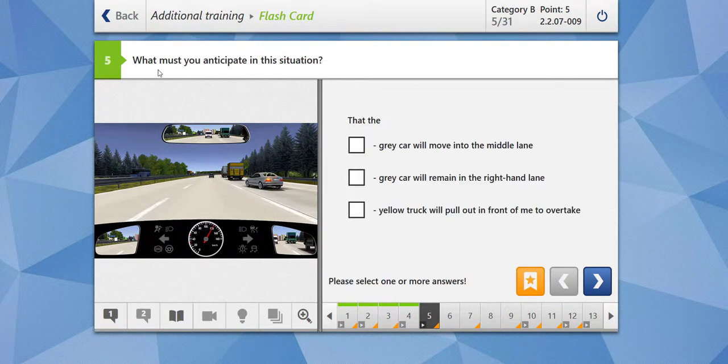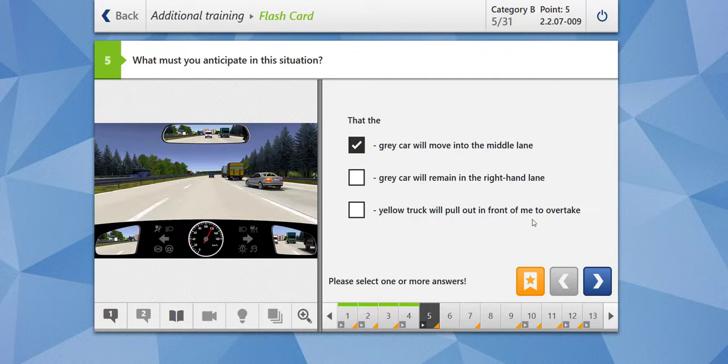Two problems. What must you anticipate in this situation? That the gray car will move into the middle lane? Yes, it seems so, right? Because the gray car has already given the indicator. It is more likely that the gray car will move into the middle lane. The gray car will remain in the right-hand lane? I don't think so, because you can also see from the orientation of the car that it's going to come into the middle lane.